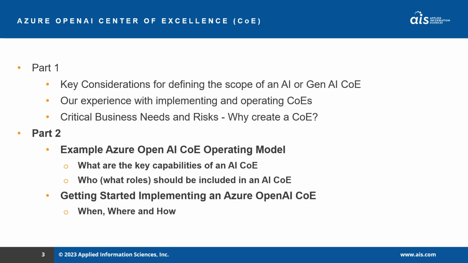Then in part two, we're going to dive deeper, having set the stage for understanding why we would want to create a CoE. We're going to walk through an example of a CoE operating model that we would recommend, again, based on our experience in standing up CoEs for different clients in the past. And we're going to talk about what are those key capabilities that a CoE should perform or provide to the organization. We'll talk about the team model in terms of roles that you should consider in formulating your CoE.